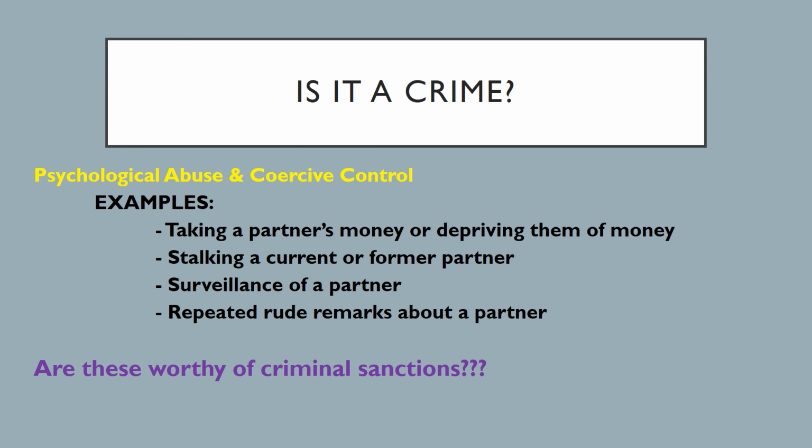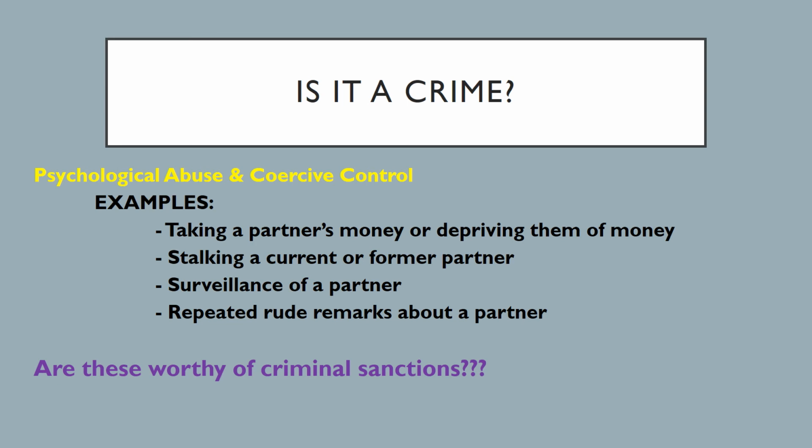And then repeated rude remarks about a partner. At what point does somebody telling you, you look ugly when you wear that? Why did you do that? That's such a stupid thing to do. Or having these negative comments, at what point do they start to become full-blown domestic violence? And once again, some people think about that as context specific, depending upon who is interpreting the situation.